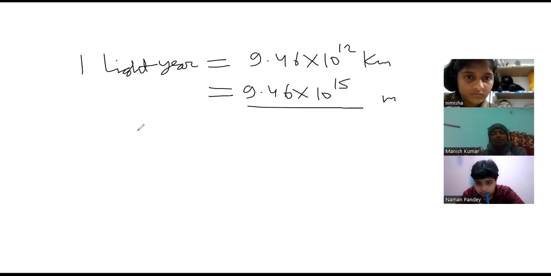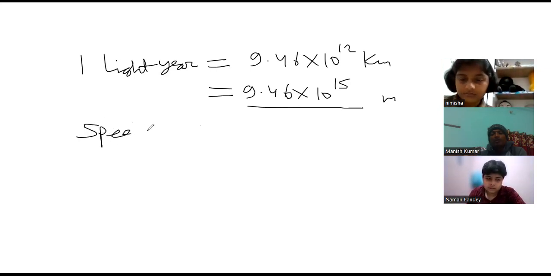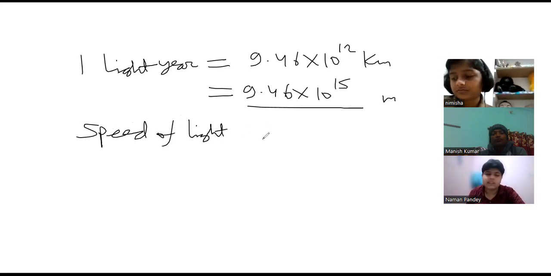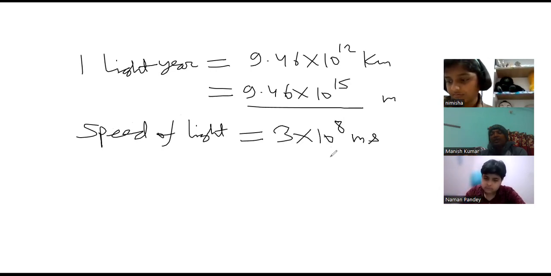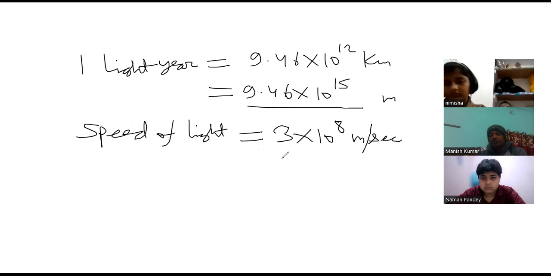And what else have we learned? Anything else? Speed of light. Have you written it? Yes, sir. 3 into 10 to the power 8 meter per second. If you write meter second, that means meter into second. And if we write meter per second, that means divided by second, isn't it? That changed the meaning. Understood? Now you'll remember this your whole lifetime.